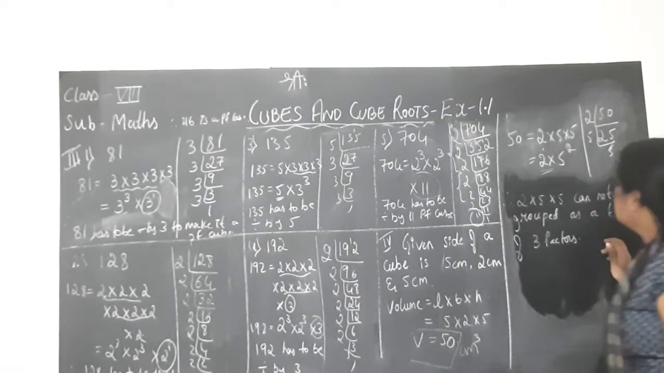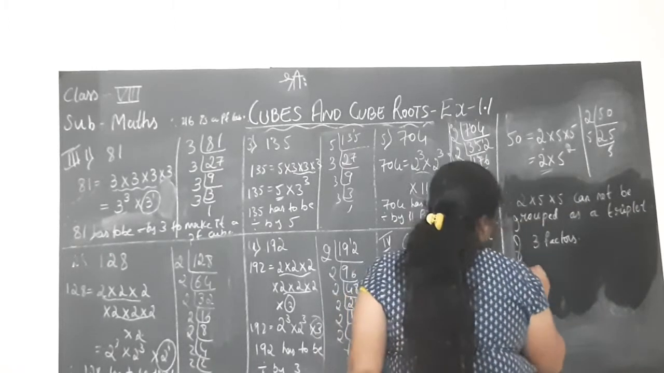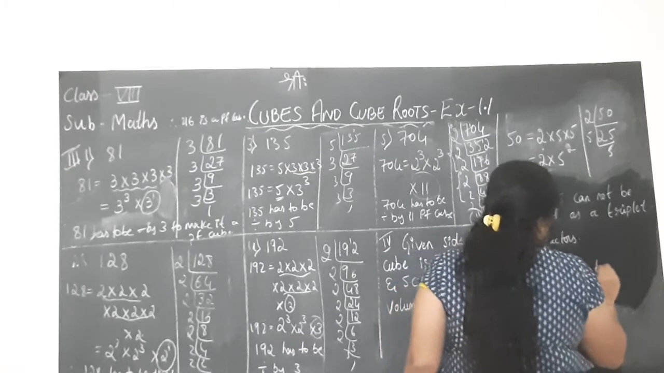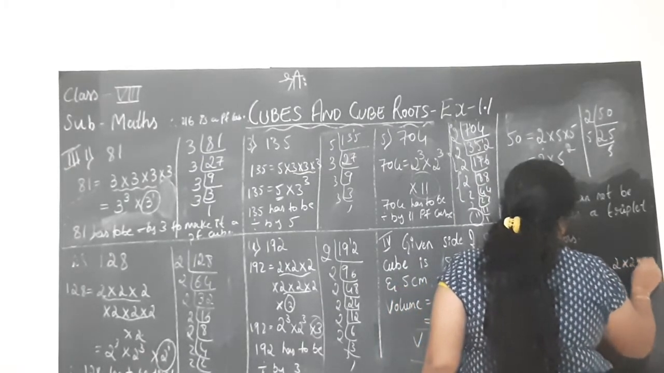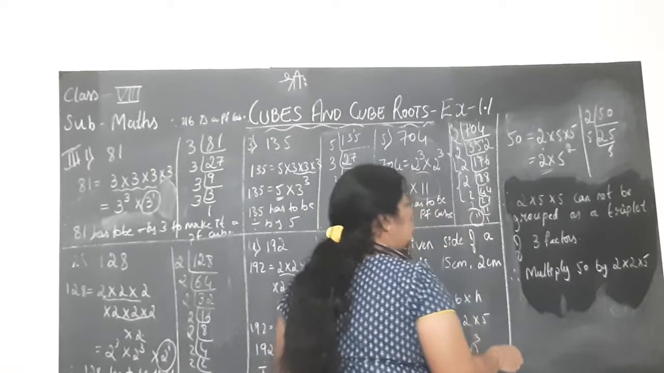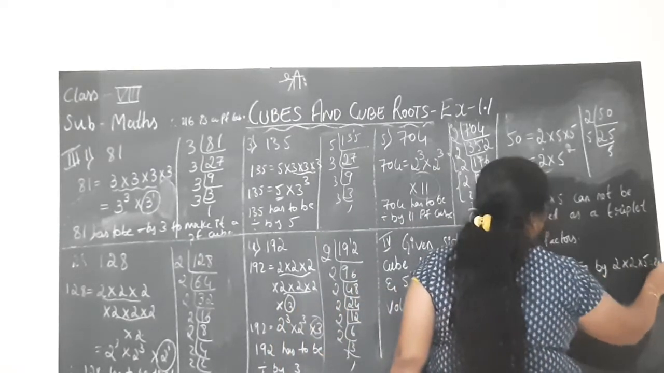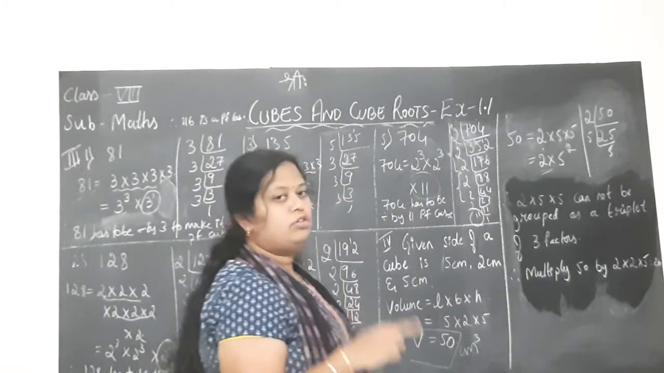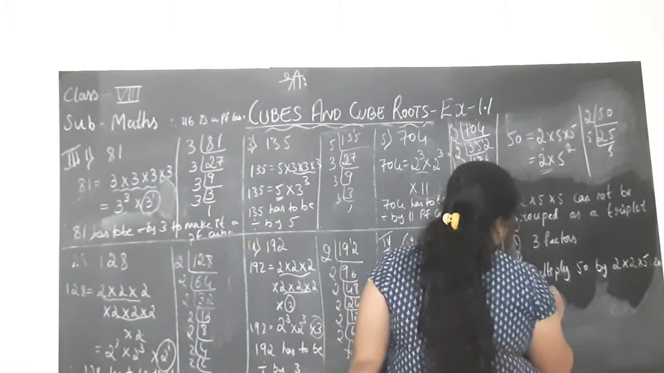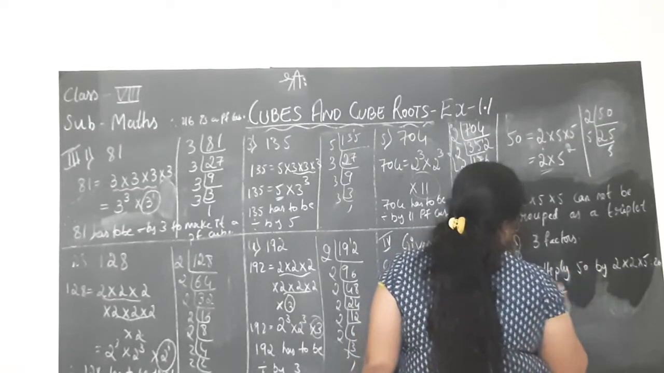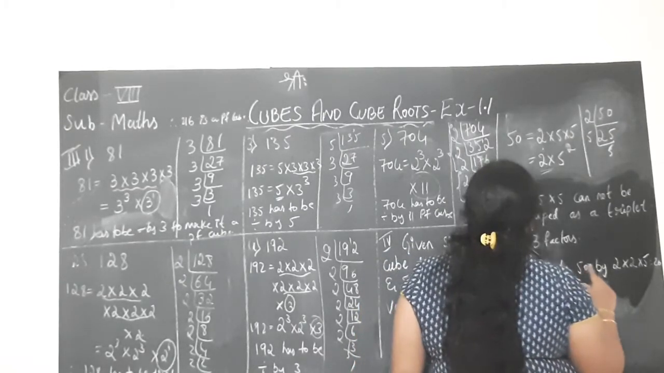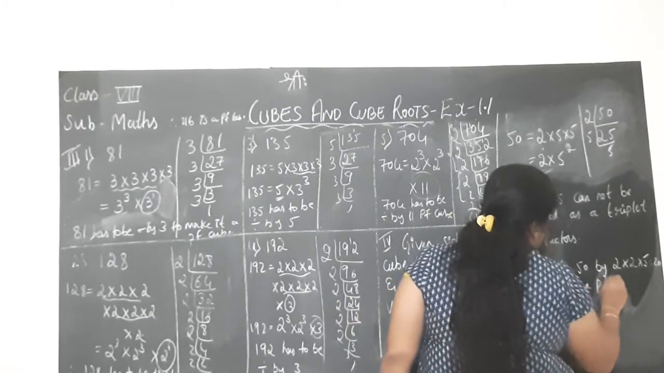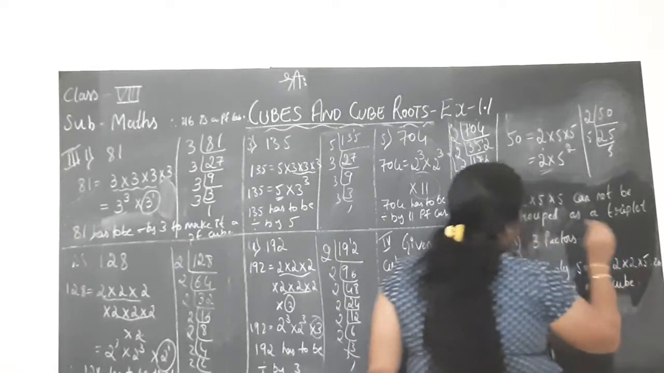So what we need to do is just multiply, therefore multiply 50 by 2 into 2 into 5. 2 into 2 into 5 is how much? 2 2s are 4, 4 5s are 20. So if we multiply 50 by 2 into 2 into 5, we make it a perfect cube.